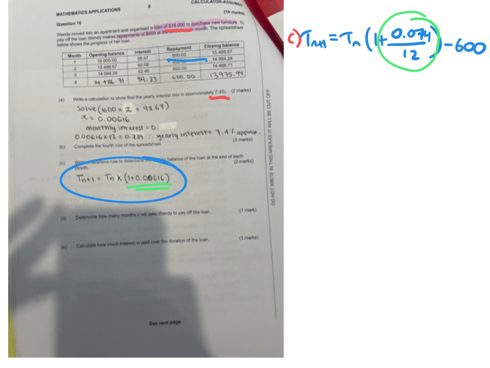Other thing we need is a starting value. So in this case, the loan is worth $16,000, so we're going to write T0 equals $16,000 as our starting balance. So that's part C done.